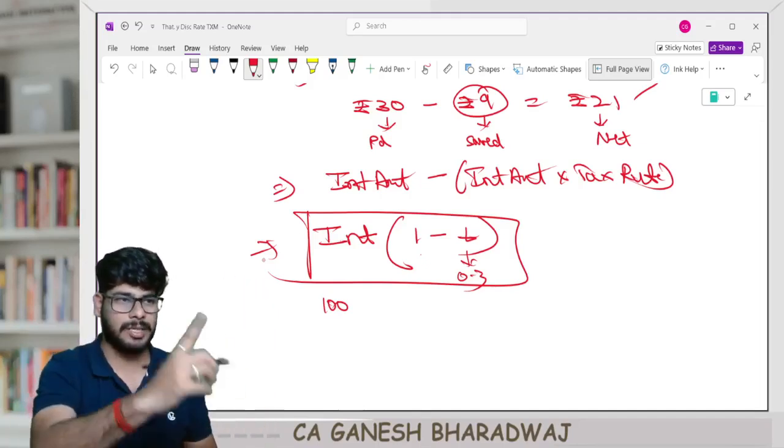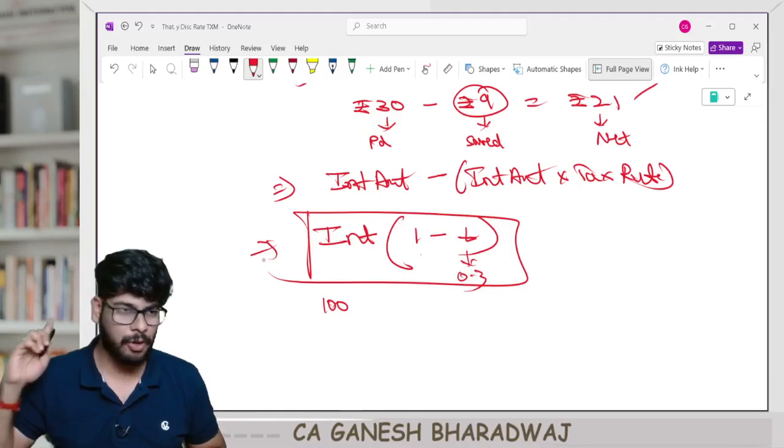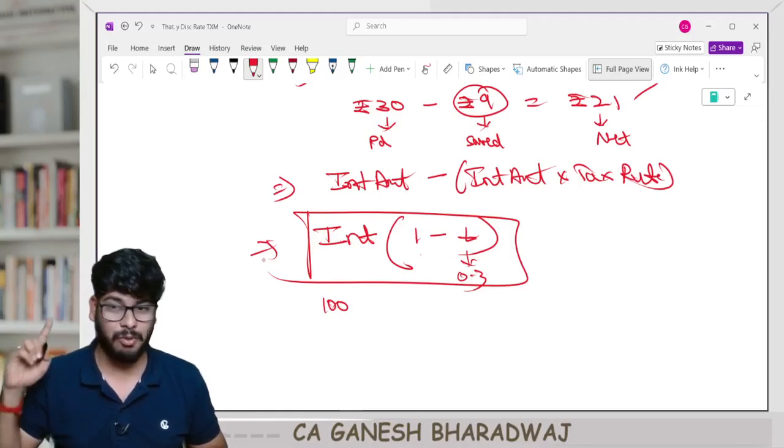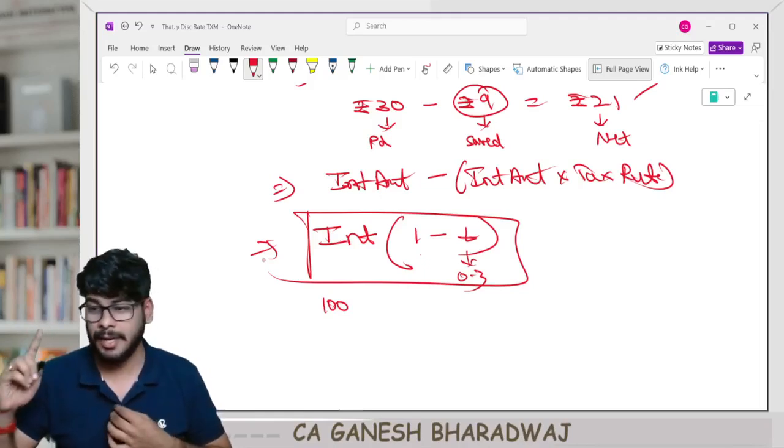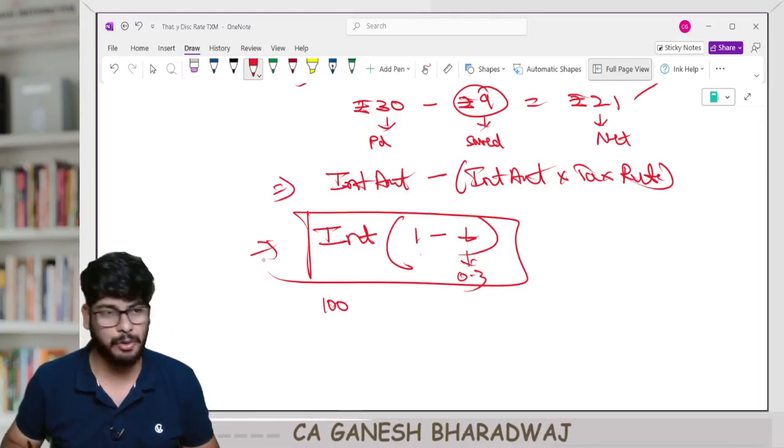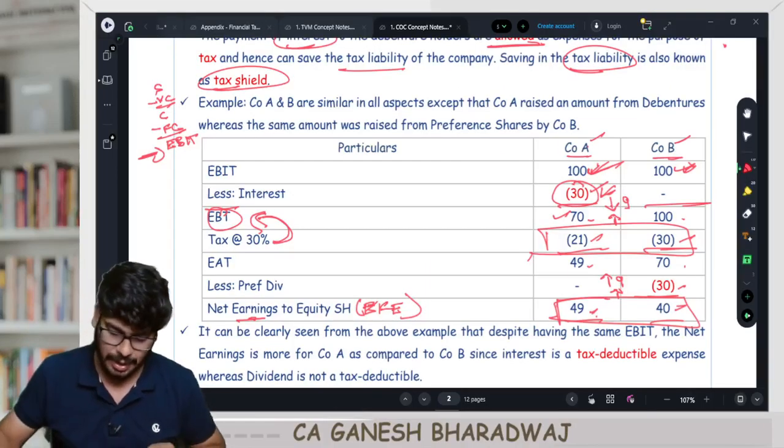Are you able to understand this? Yes, you're all able to understand. The relevant cash flow for debentures is going to be what? Interest into 1 minus tax rate. Are you able to understand this? Exactly what I've put here.